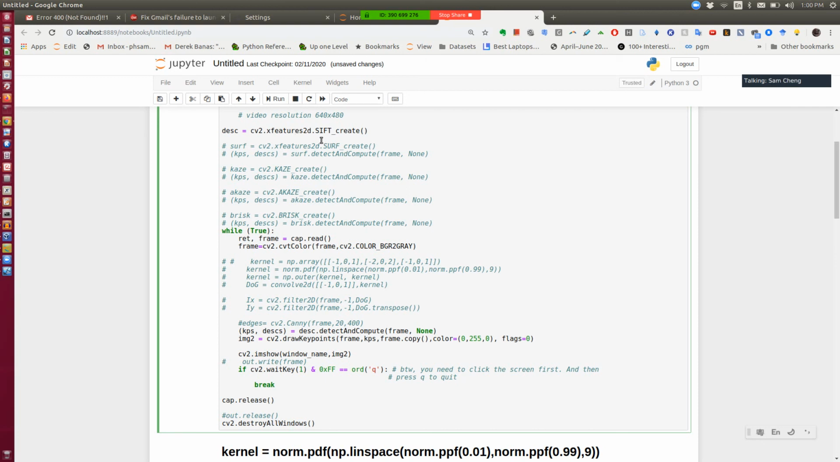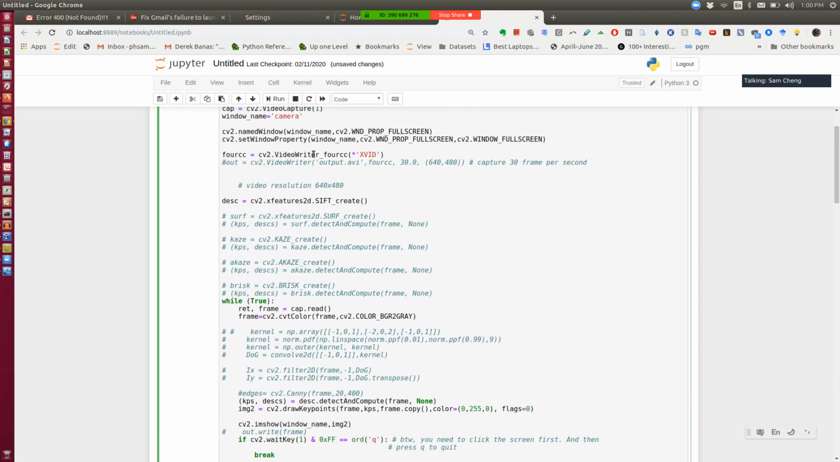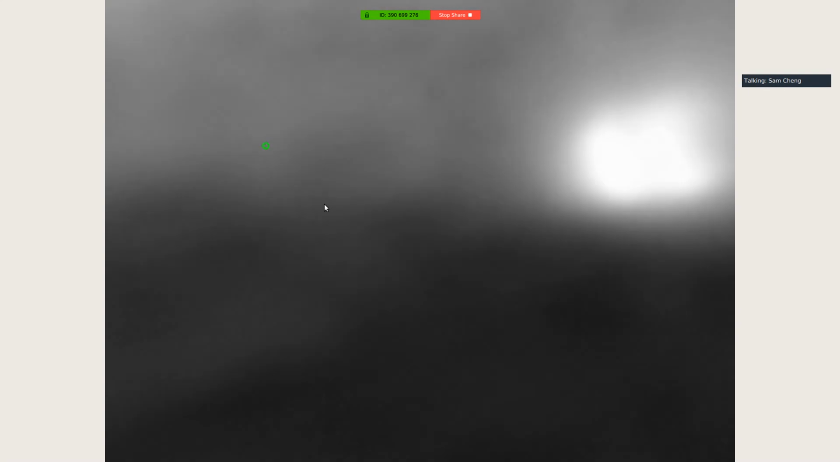I tried several of them. I can change it to SURF, for example. But even SIFT is quite quick now, of course after so many years. I think the paper is from 2004 or something.